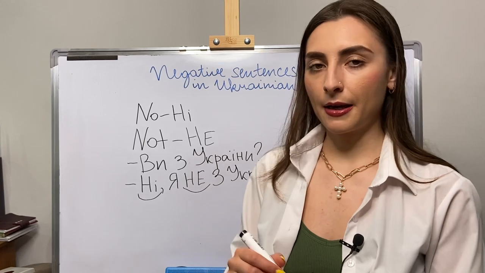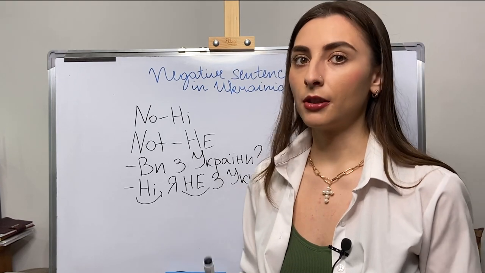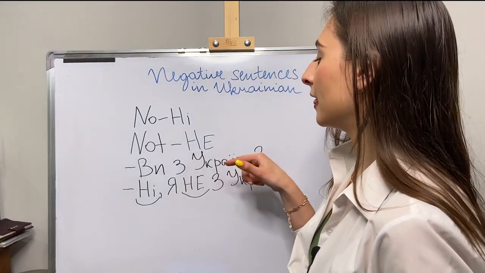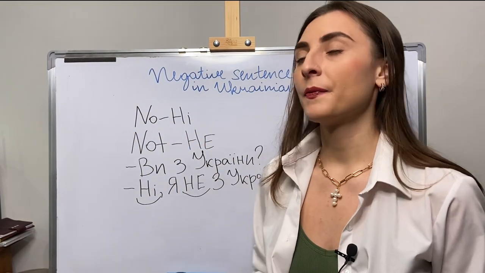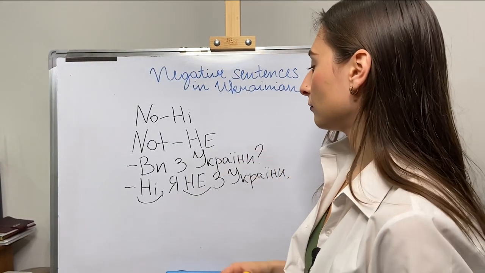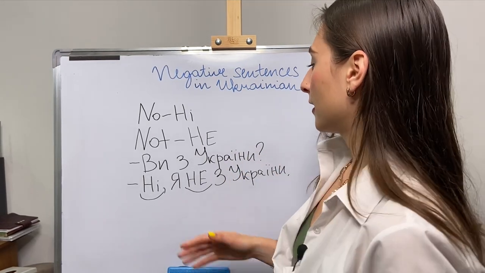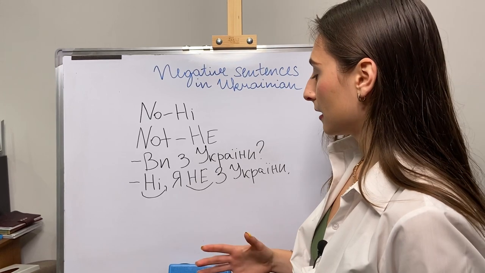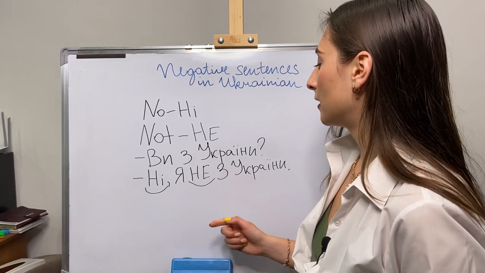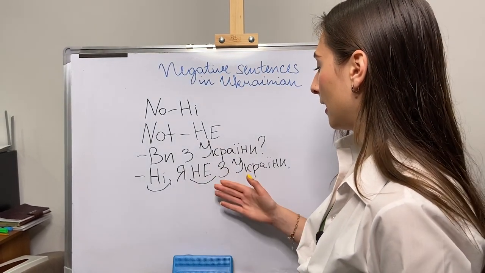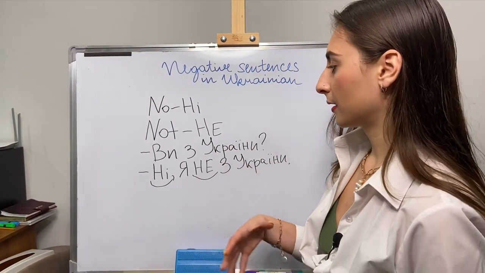Pay attention, this is a present simple tense and we omit the verb to be. So literally it sounds I not from Ukraine. I not from Ukraine in Ukrainian language. So you just need to follow this construction and keep them in mind. Okay, so you can see this sentence. You can see we have a subject that means I, я, here a negative particle here, and then we have this part of the sentence from Ukraine, like object.